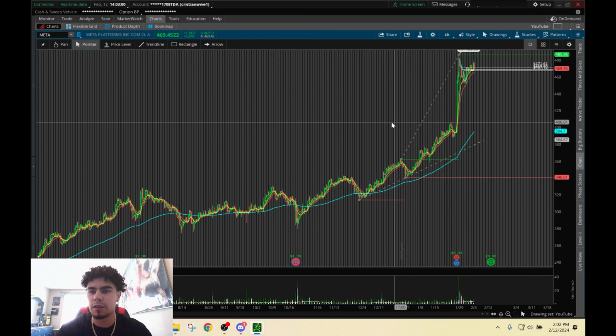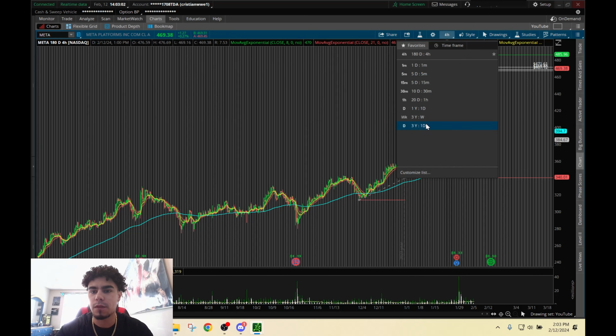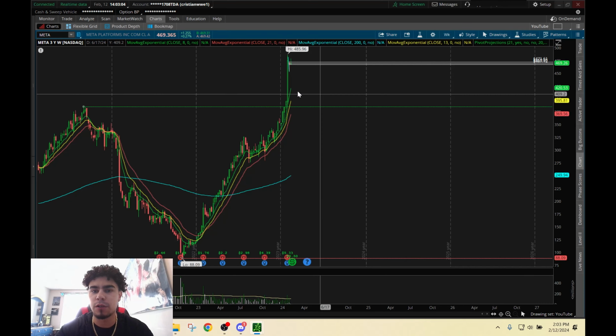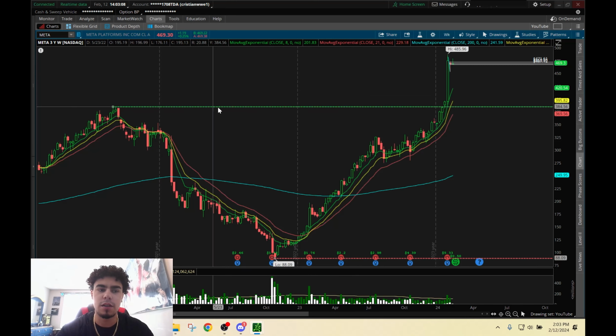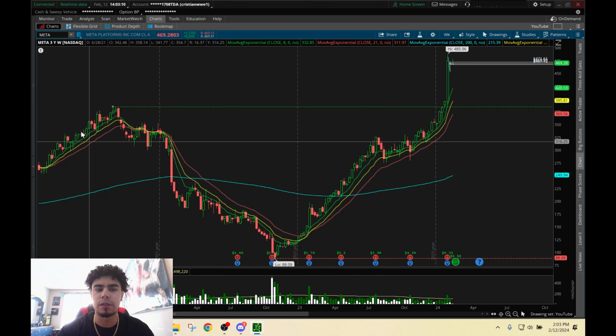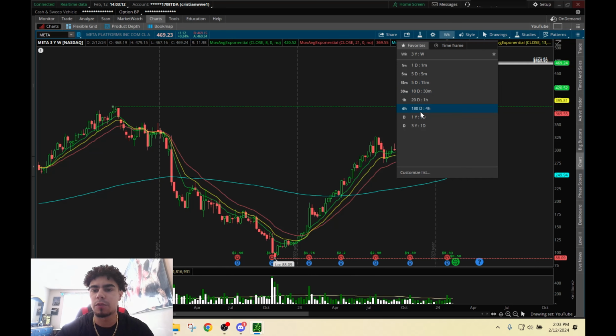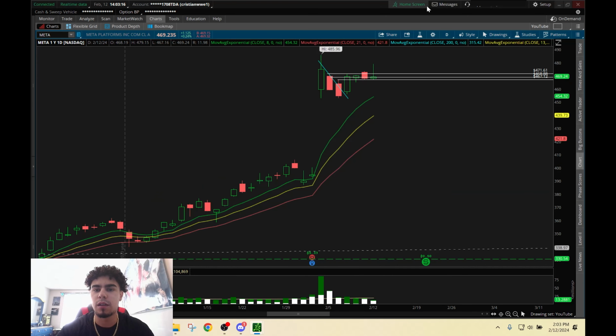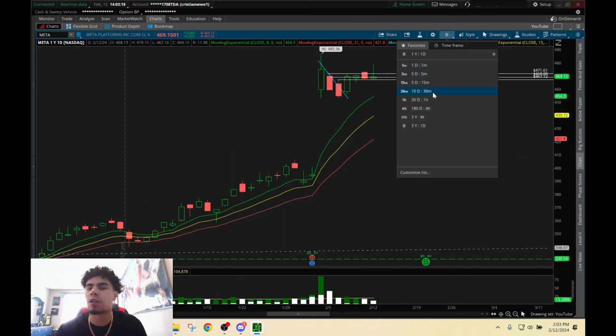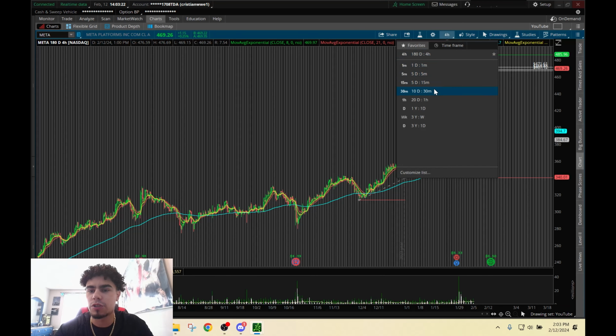So for Meta here, first off, you want to start off at the bigger time frames, and you can see clearly we're trading at all-time highs. So you don't really have key levels to work off of here. But when you come into smaller time frames, you can start finding different key levels that you might want to target in your trades.